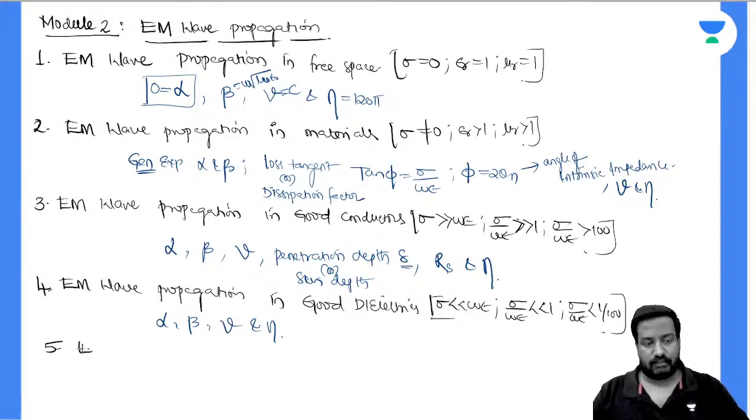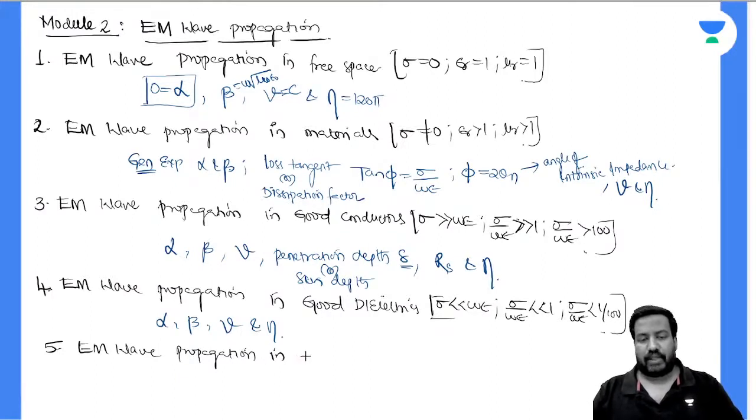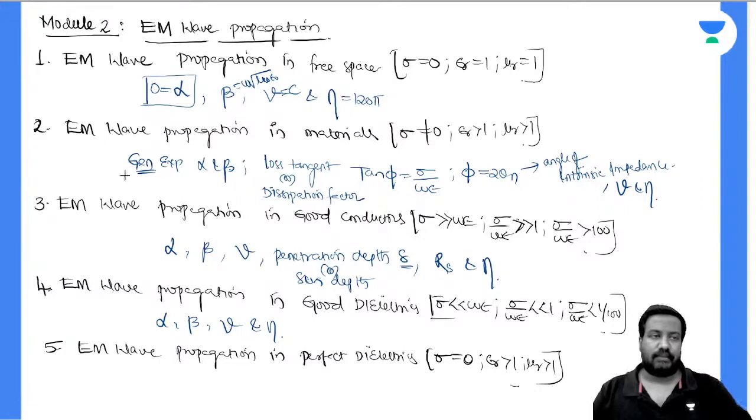Fifth one, EM wave propagation in perfect dielectrics. Sigma is 0, epsilon r is greater than 1 and mu r is greater than 1. Derived expressions for alpha, beta, velocity and eta.